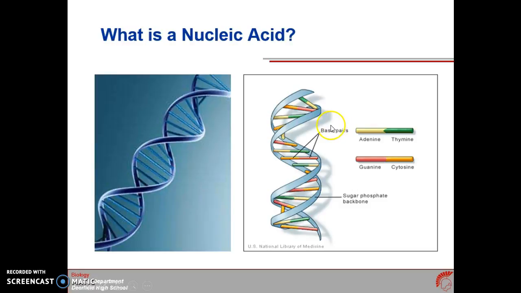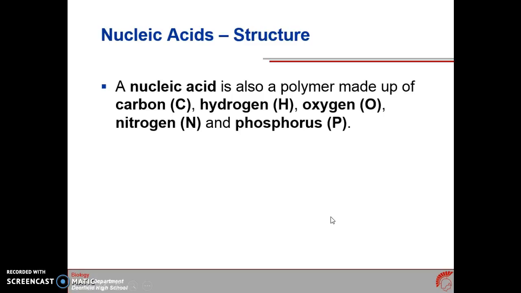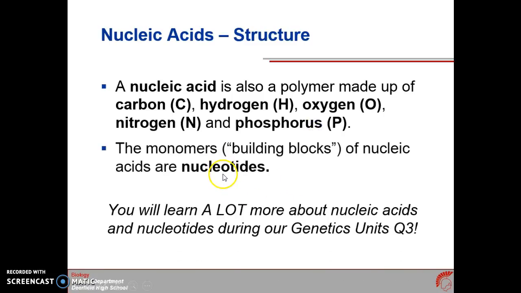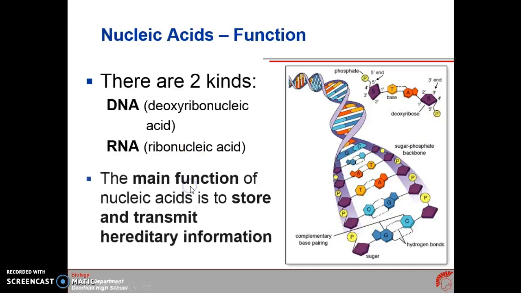So here's the nucleic acid. It's the last macromolecule we're going to discuss, and you can see its appearance is similar to a DNA molecule. Nucleic acid is also a polymer. It's made up of C's, H's, O's, N's, and P's. The monomers, the building blocks of nucleic acid, are nucleotides, and we're going to learn way more about this in the genetics unit in quarter 3. There are 2 kinds: RNA, which is ribonucleic acid, and DNA, which is deoxyribonucleic acid. The main function of these nucleic acids is to store and transmit hereditary information.